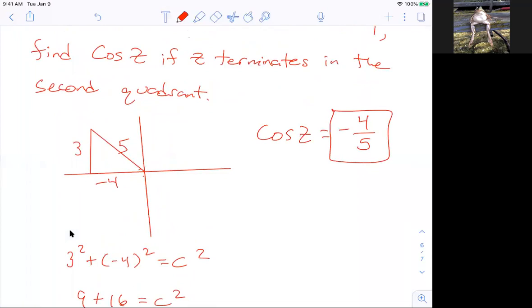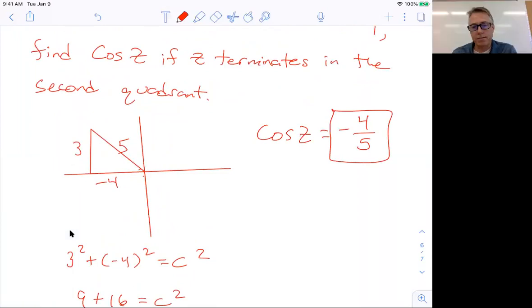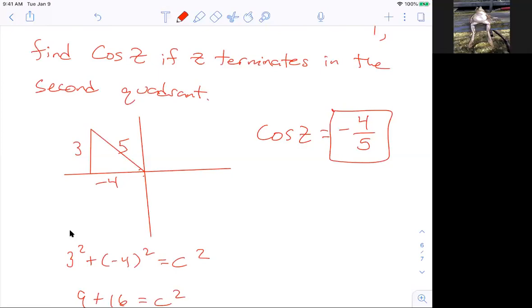Mr. O'Connor? Yeah. So is the angle that we're looking for always going to be like in the center point of the x and y axis? Yes. Okay. Thanks. Yep. All right, you guys are on a roll today. These are good questions.